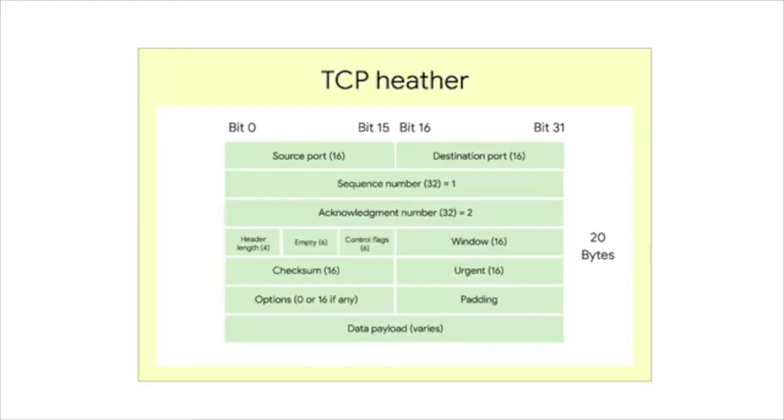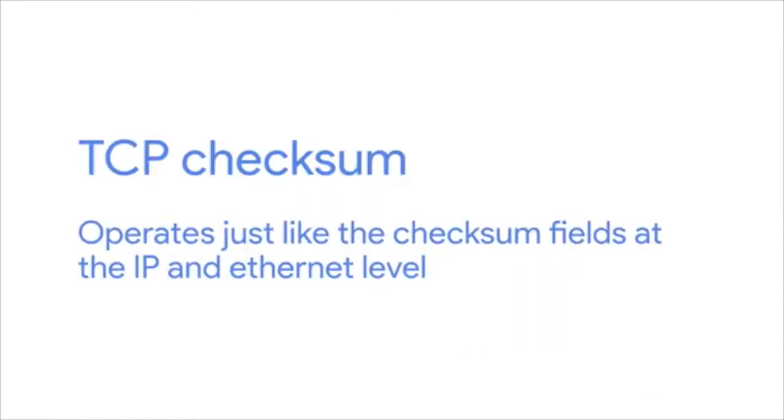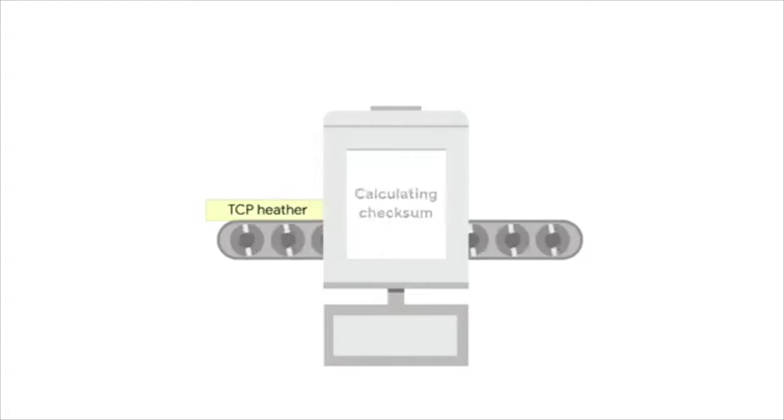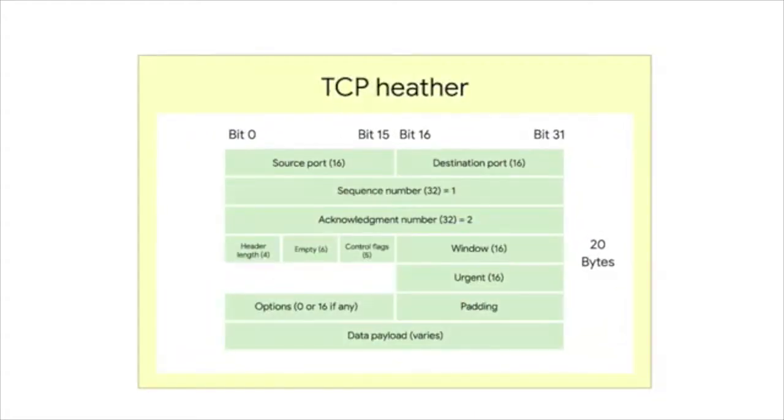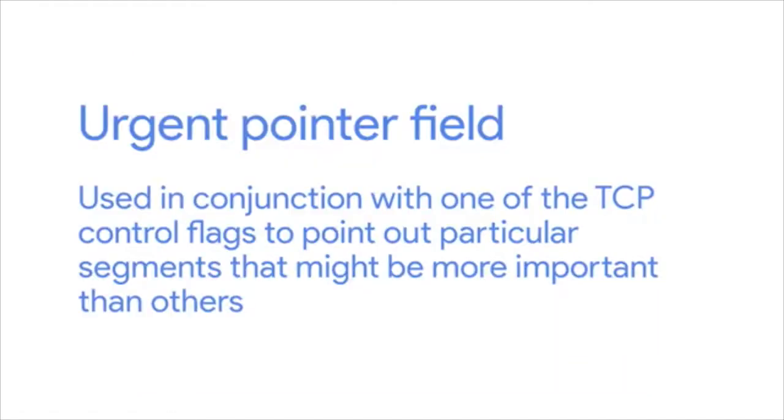The next field is a 16-bit checksum. It operates just like the checksum fields at the IP and Ethernet level. Once all of a segment has been ingested by a recipient, the checksum is calculated across the entire segment and is compared with the checksum in the header to make sure that there was no data lost or corrupted along the way. The urgent pointer field is used in conjunction with one of the TCP control flags to point out particular segments that might be more important than others.